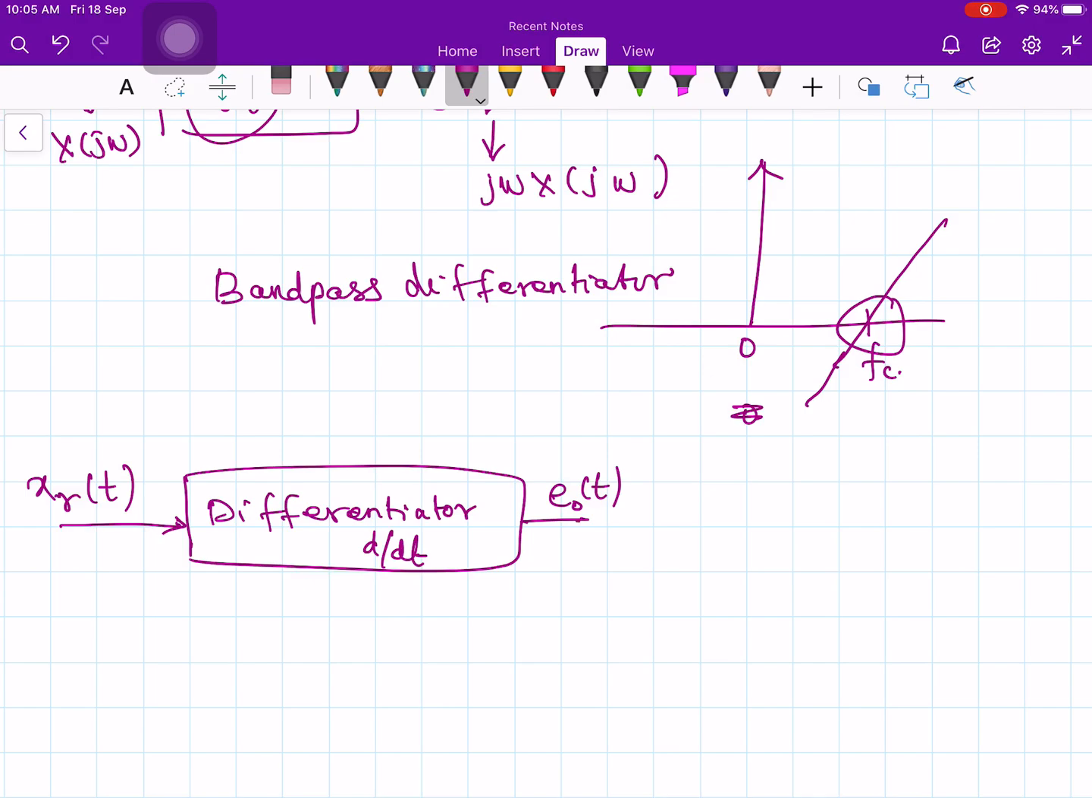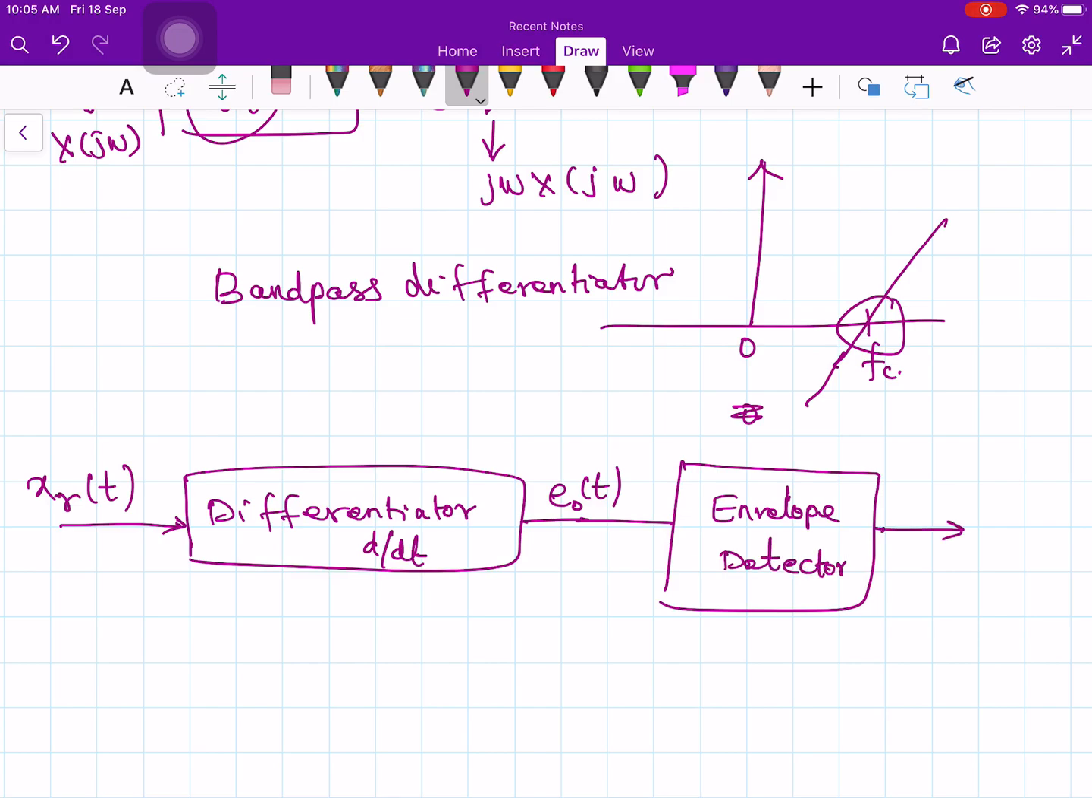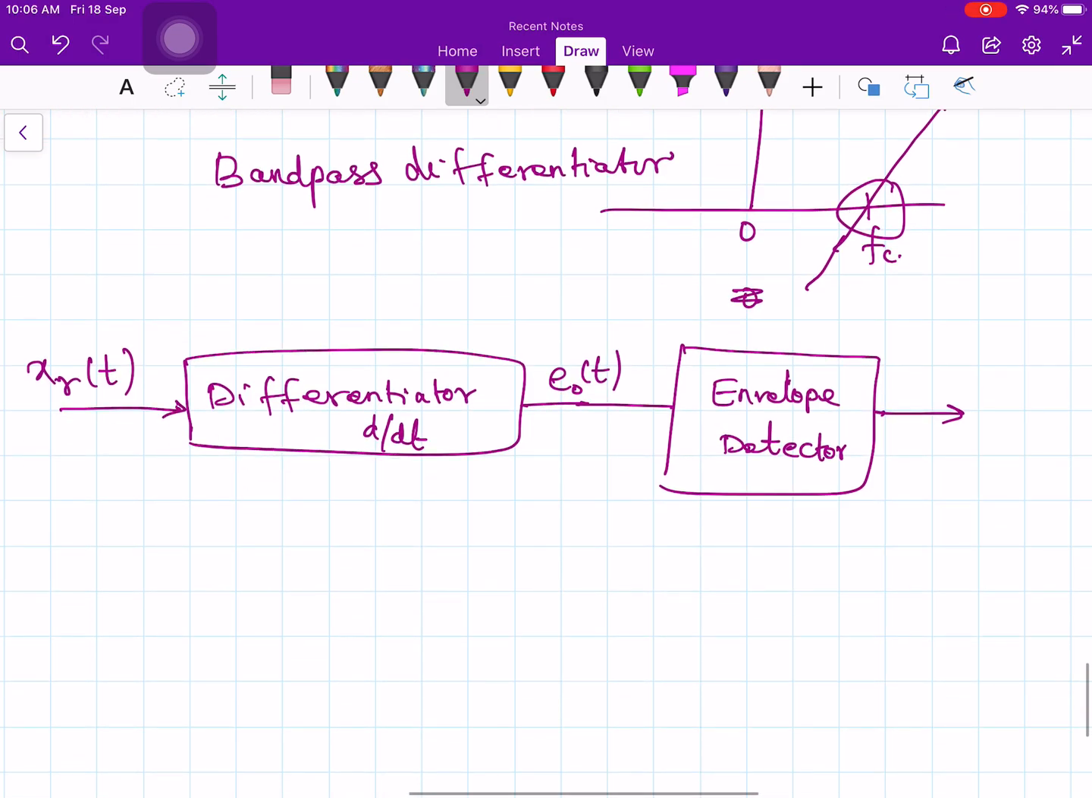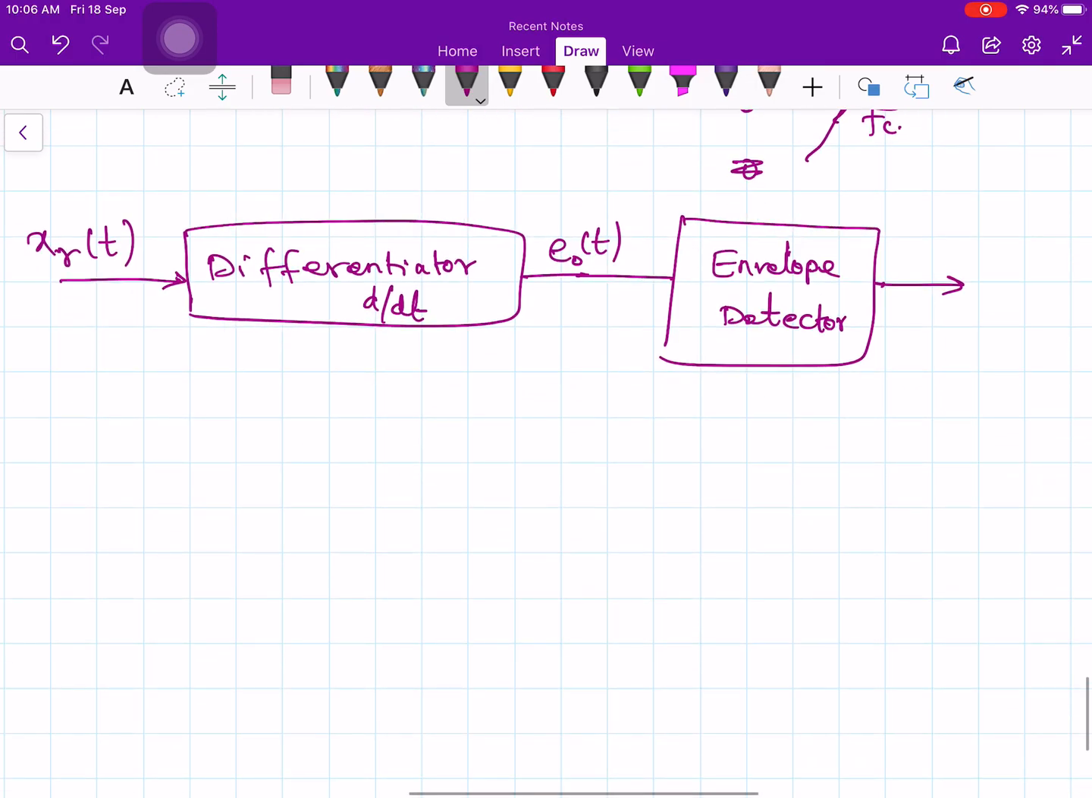Now pass this output E naught of t through an envelope detector. Okay, what is an envelope detector? An envelope detector is a demodulator for AM signals, but here I am going to use this envelope detector for demodulating an FM signal. So that is a strange combination, because you can ask me, how can we use an envelope detector which is originally designed for demodulating the AM signal, but here we are using it to demodulate the FM signal. Let us see how it works.